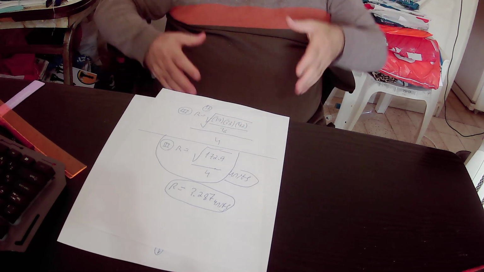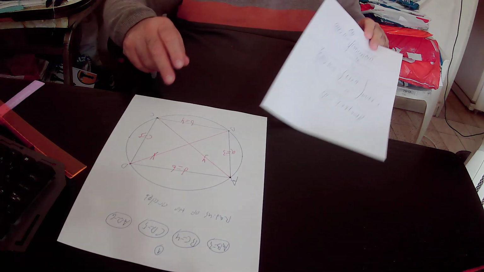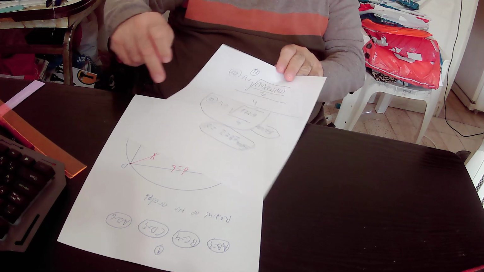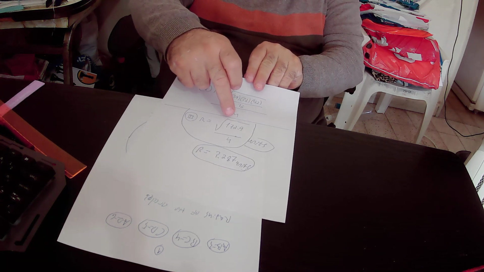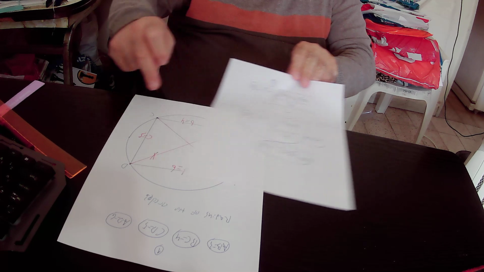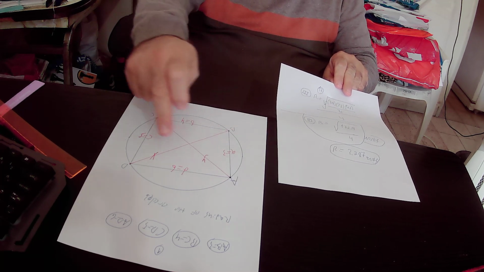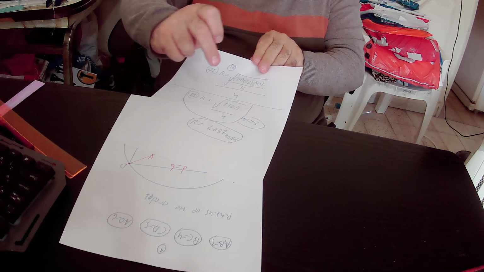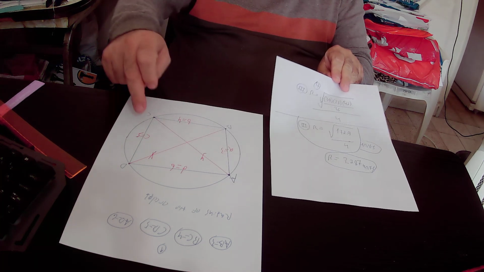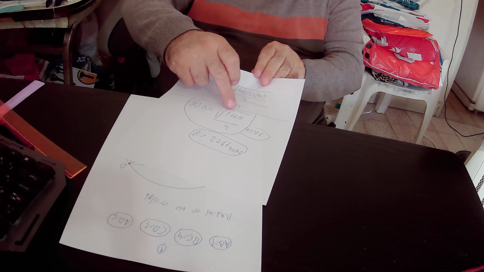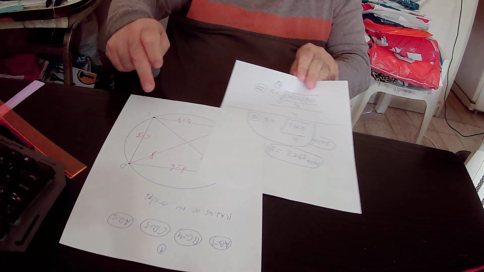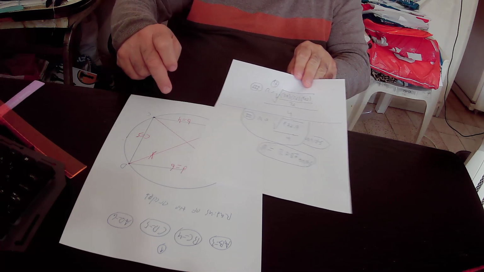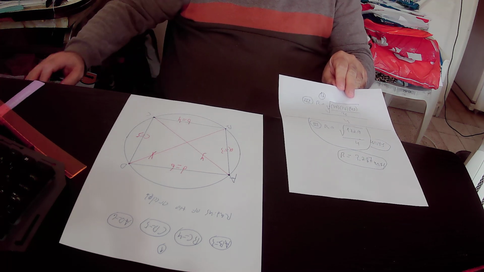So we found out that the radius of this circle that circumscribes quadrilateral ABCD equals either the root of 172.9 over 4 units, or in terms of numbers, 3.287 units. I'll repeat again, the radius of this circle equals either the root of 172.9 over 4 units, or in terms of numbers, 3.287 units. Okay? Thank you very much.